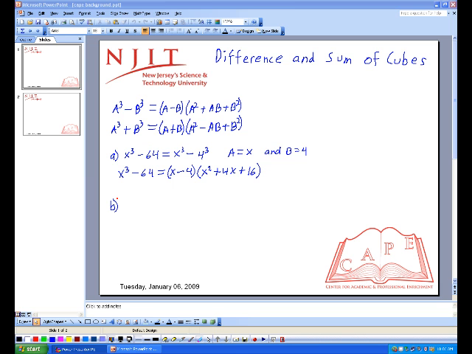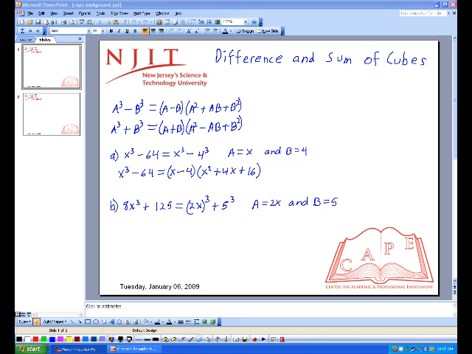For our second example, we have a sum of cubes. We have 8x cubed plus 125. We need to break these into its cubes. So for 8x cubed plus 125, it's going to be 2x cubed plus 5 cubed. Now it's easy to see that a equals 2x and b equals 5.